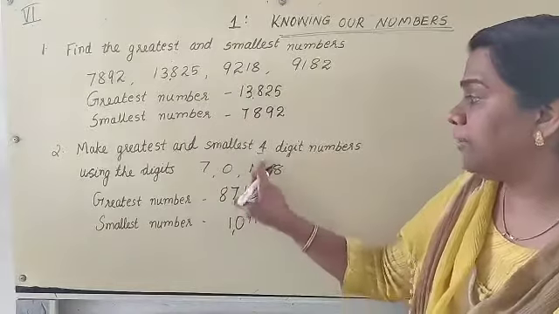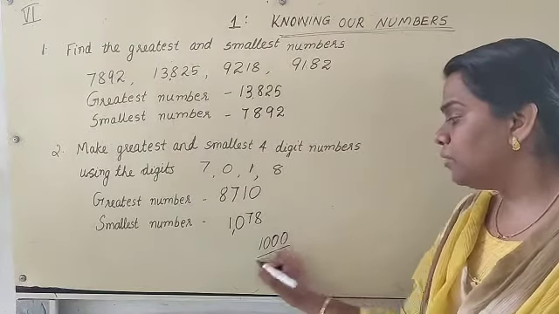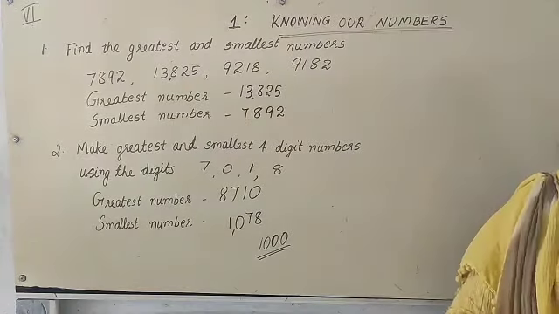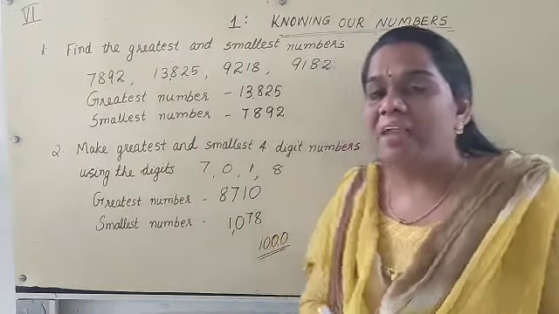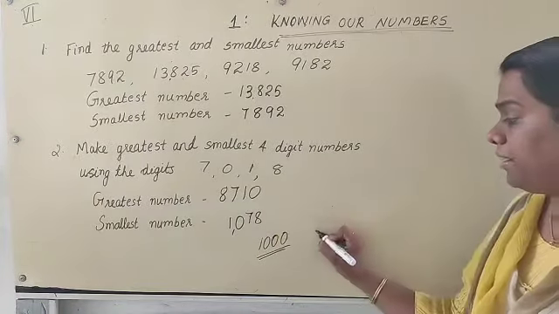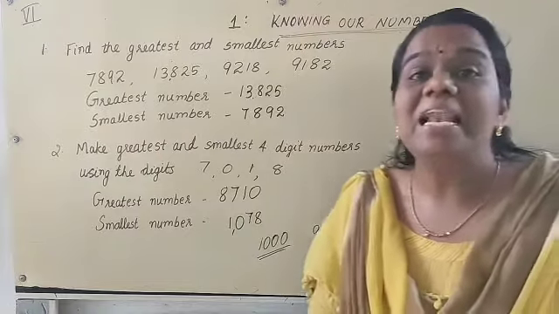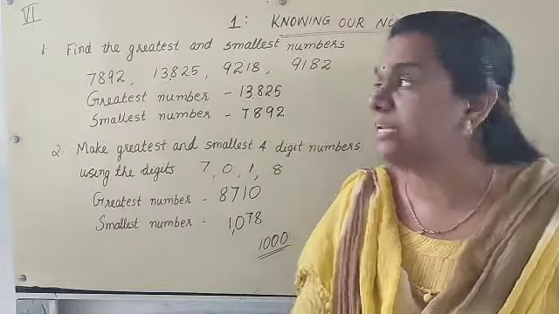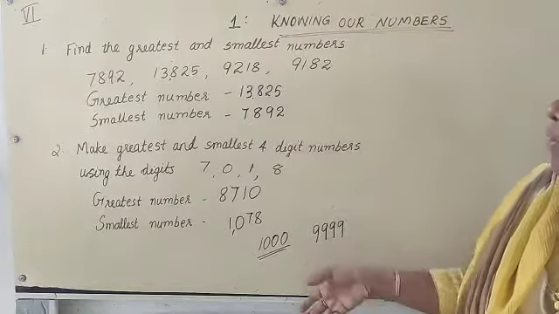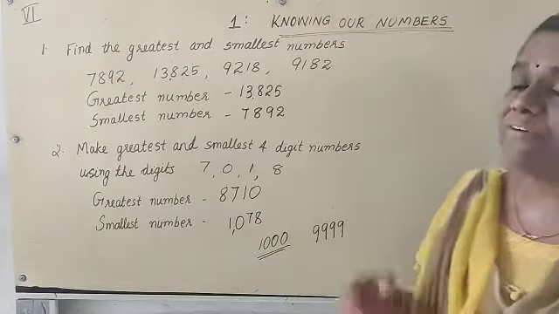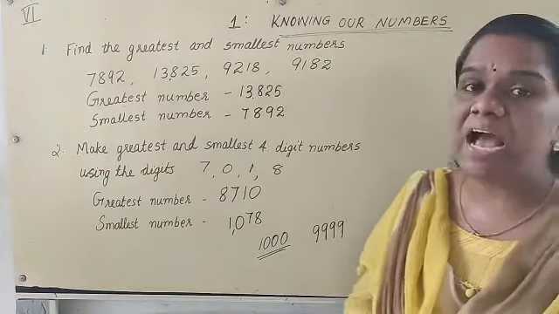We are discussing 4-digit numbers. Which is the smallest 4-digit number? The smallest 4-digit number is 1,000. And which is the largest 4-digit number? 9,999 is the largest 4-digit number. All of you know these things: how to find the greatest and smallest, and how to make the greatest and smallest.